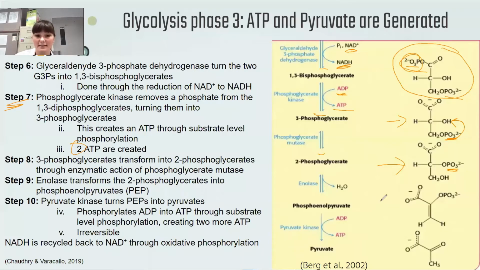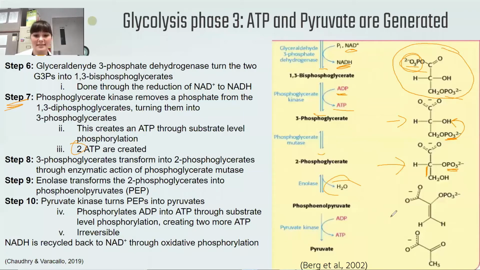Then in step 9, we're going to see enolase controlling a reaction that's going to turn that 2-phosphoglycerate we got up here into phosphoenolpyruvate. So ultimately, the structures are written a little bit differently, but what we're really seeing is a double bond being added in right there. And to do that, we're losing a water. So it's a dehydration reaction. We're going to lose a hydroxide, that OH, and then an H from somewhere else. So ultimately, water is lost there.